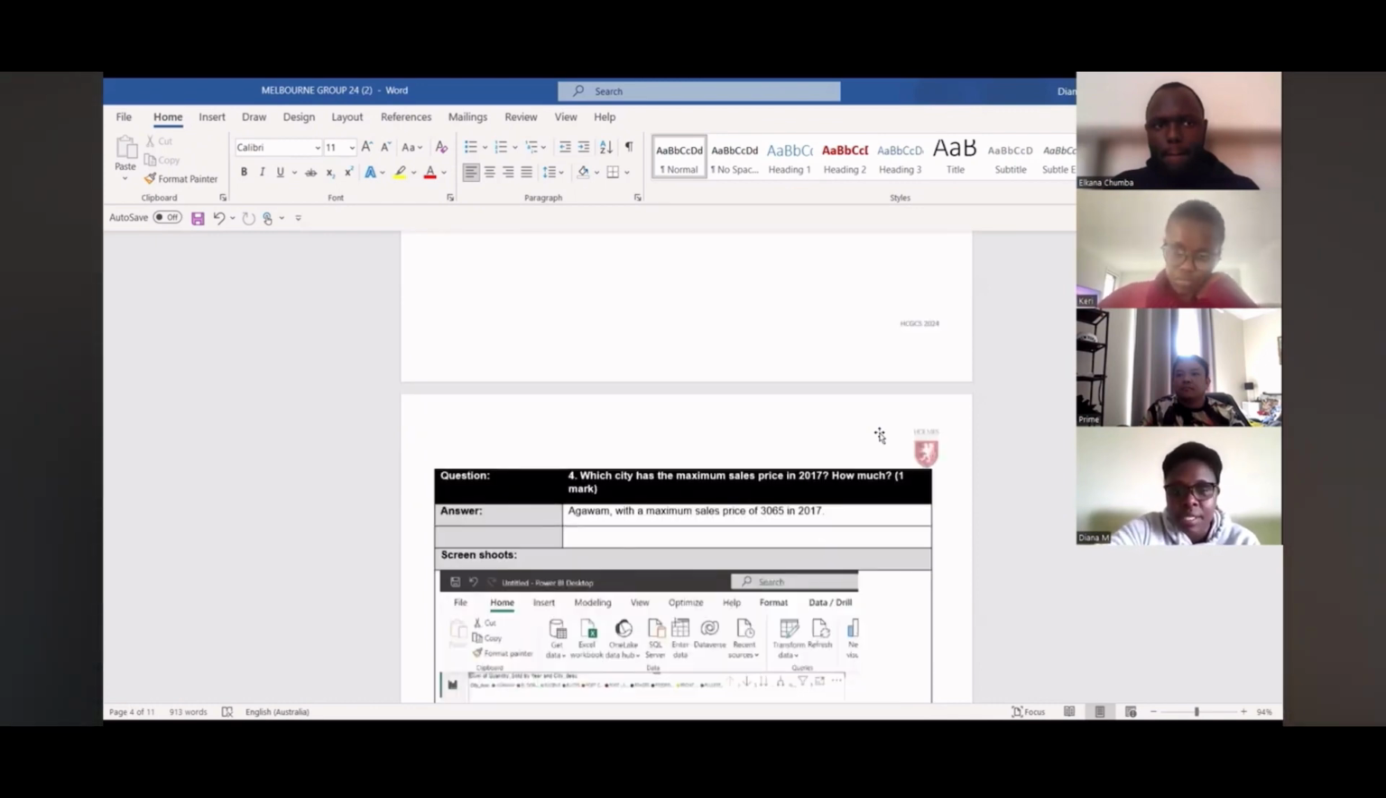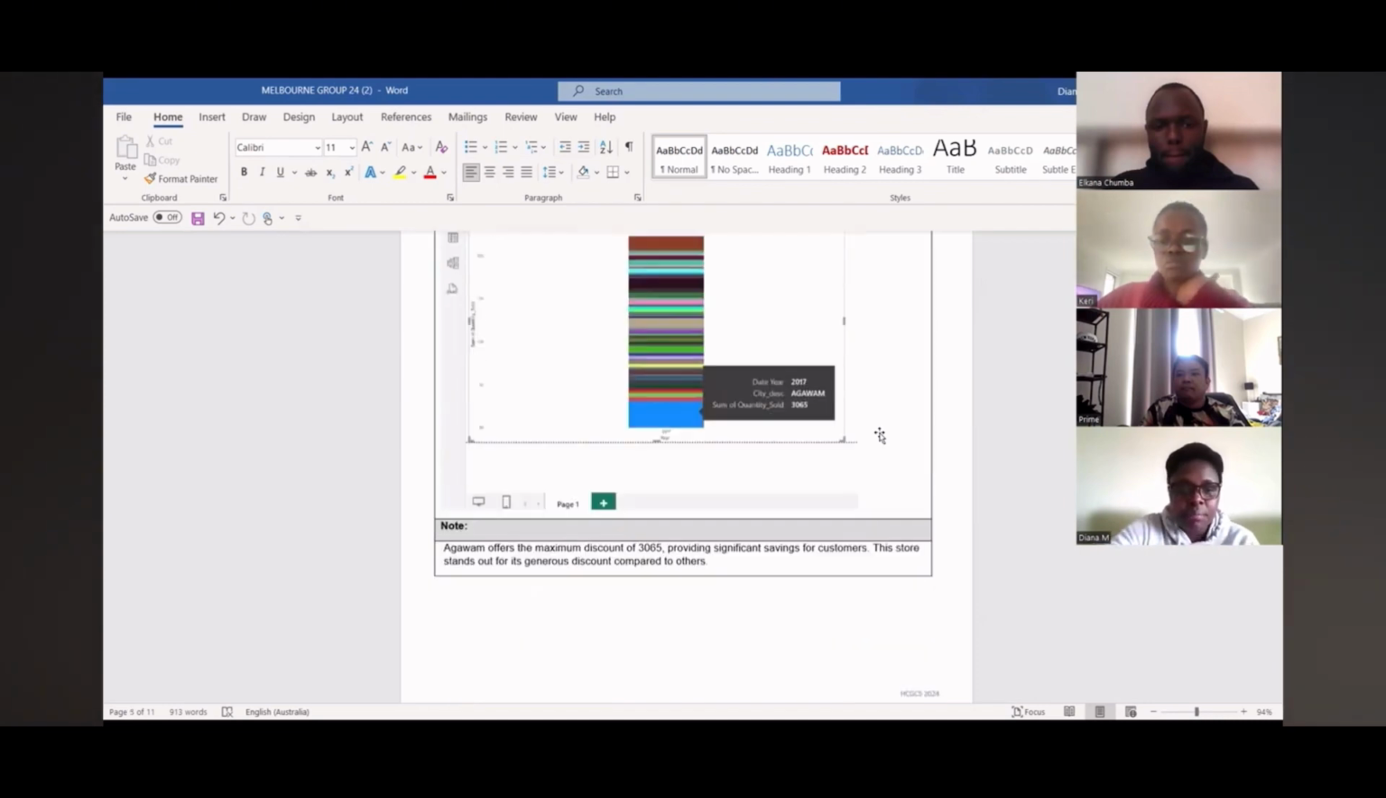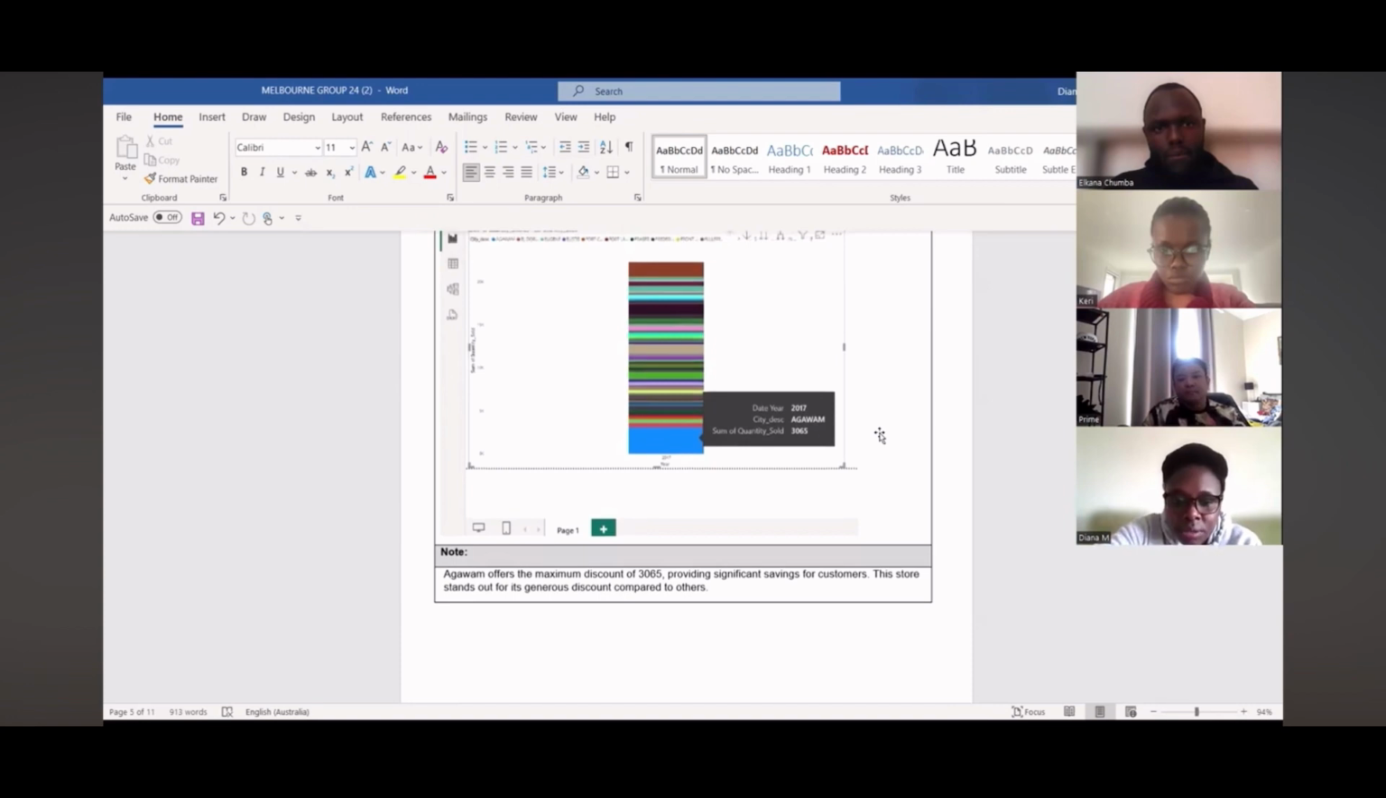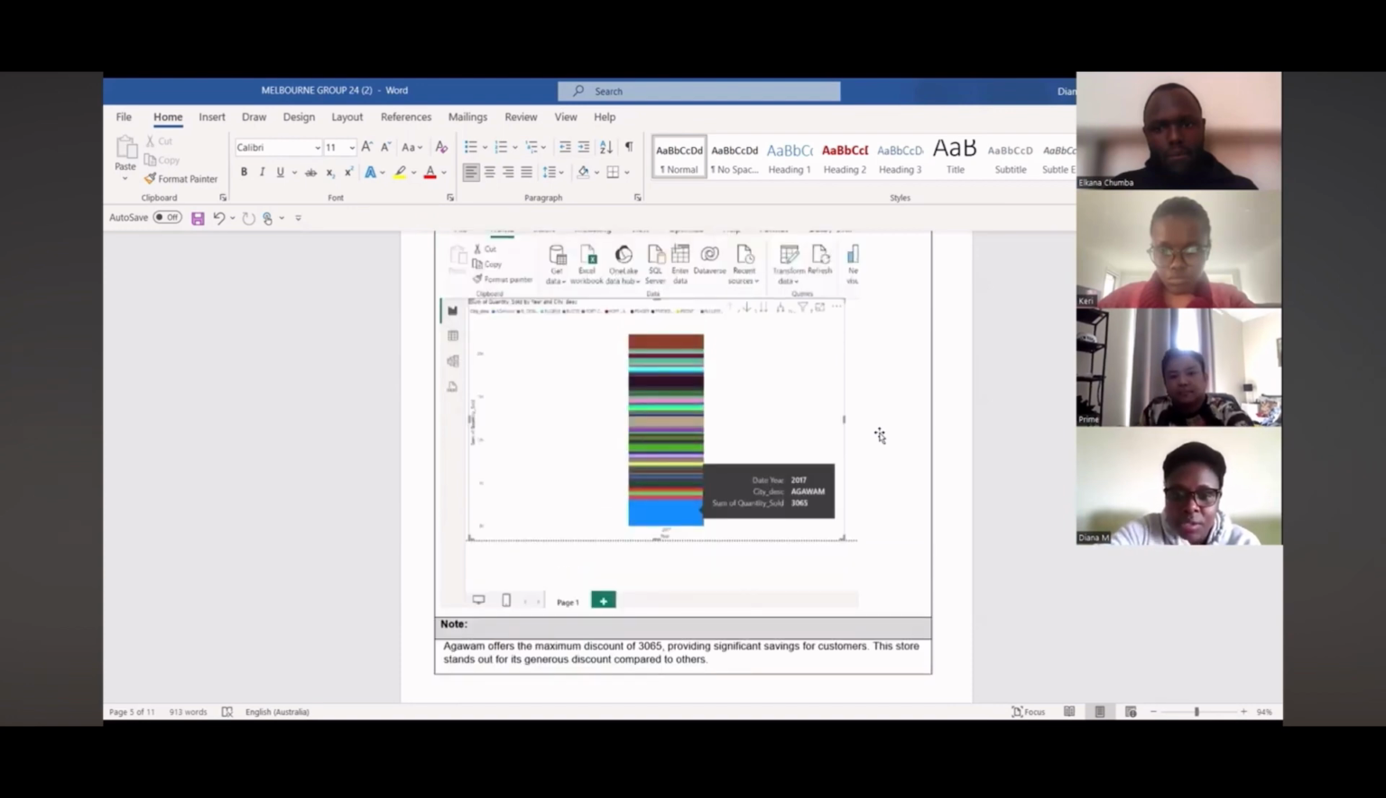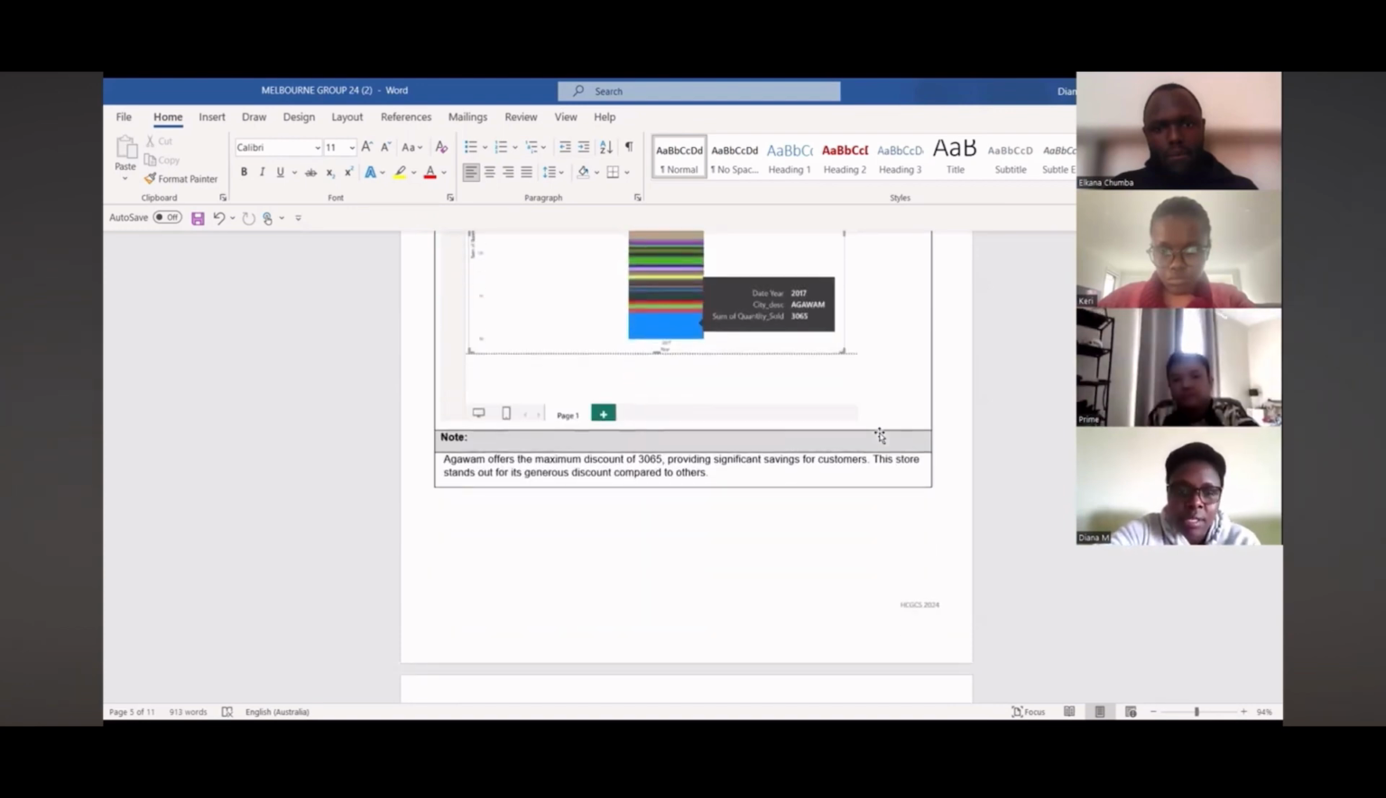Which city has the maximum sales price in 2017 and how much was that sales price? We can clearly see here that it belongs to Agawam, and it's at 3,065, really providing significant savings for the customers. So this store really stood out to be the most generous store compared to others.